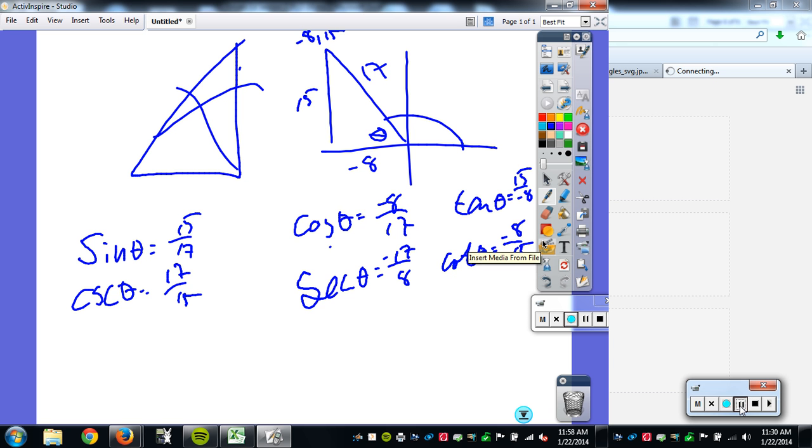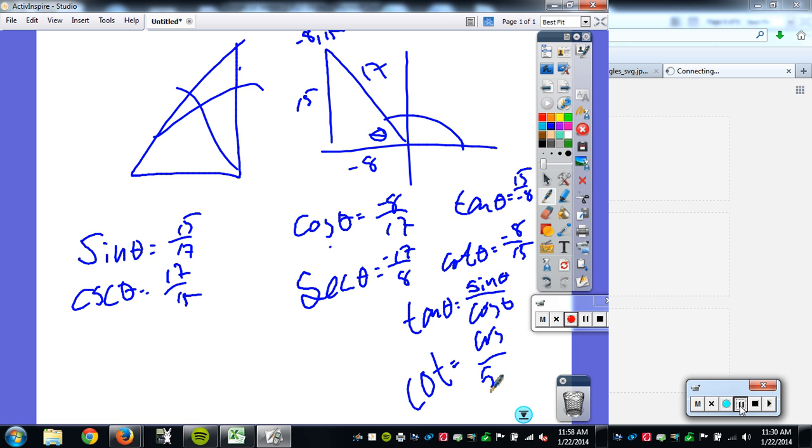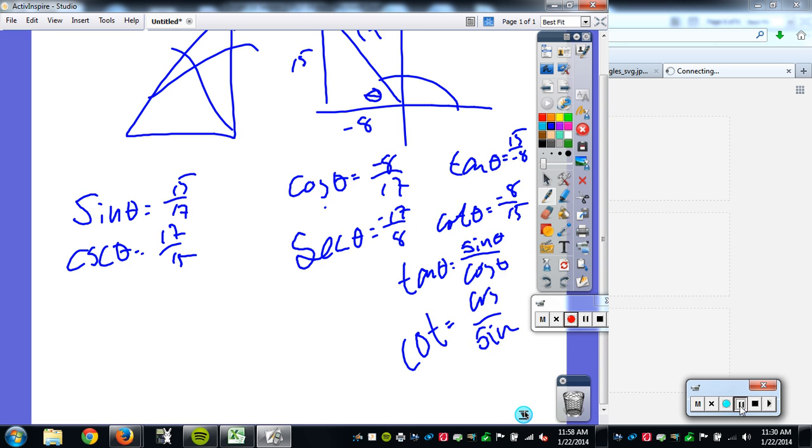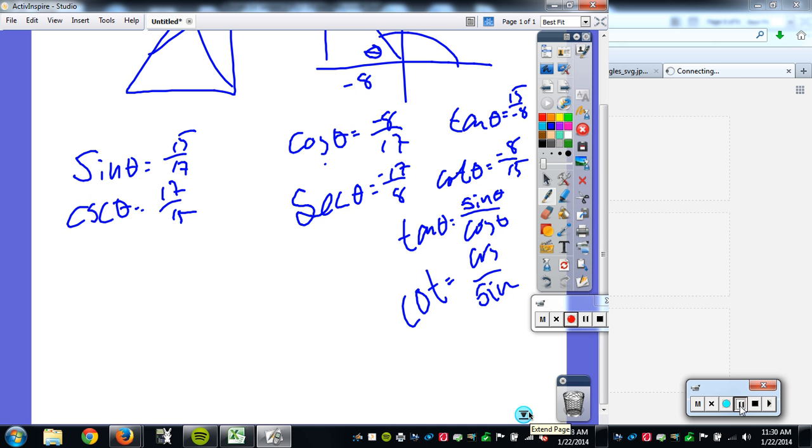Did I talk to you guys last time about how tangent of theta is sine over cosine? I did talk about that? Okay. So therefore cotangent is what? Cosine over sine. Okay? Anybody have a question there? Or anybody gonna die on that? We're okay with that?